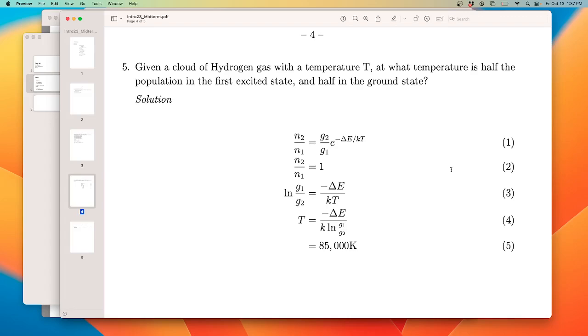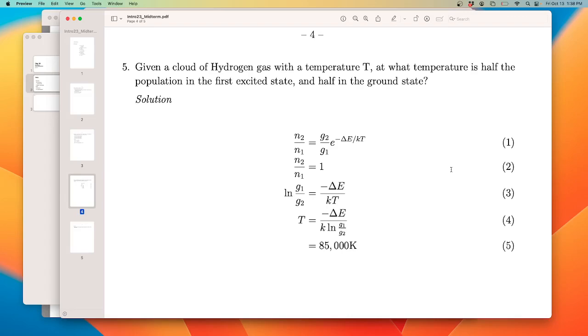And this is the log of a number that's smaller than 1, and logs of numbers that are smaller than 1 are always negative. That's where this minus sign goes. So if you have this thing upside down, then that's where you picked up a minus sign. Or if you did your energy difference in the wrong order, you pick up a minus sign there. So then you get about 85,000 Kelvin.